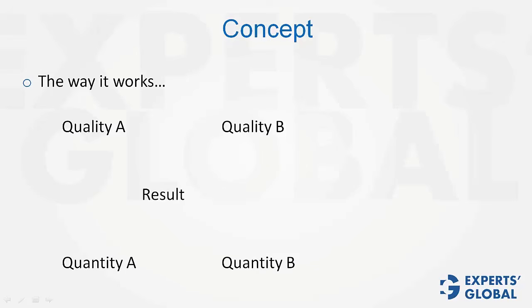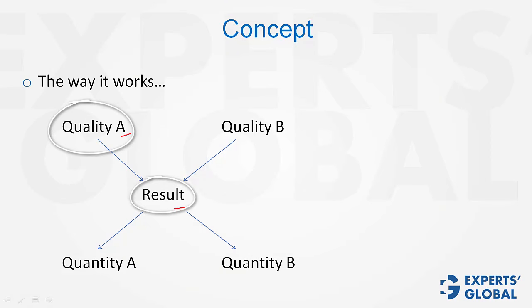I will explain how this works. Now take the difference between quality A and result, and similarly between quality B and result, to get the two respective quantities. The difference between quality A and result will give quantity B, and the difference between quality B and result will give quantity A. And this would be the ratio between the two quantities, quantity A and quantity B, in which they were mixed.